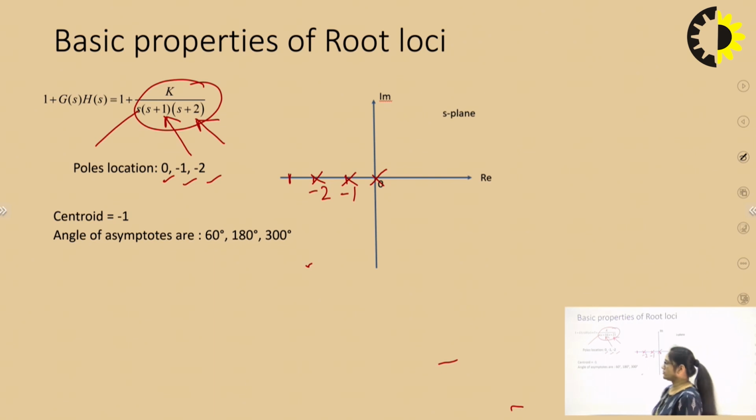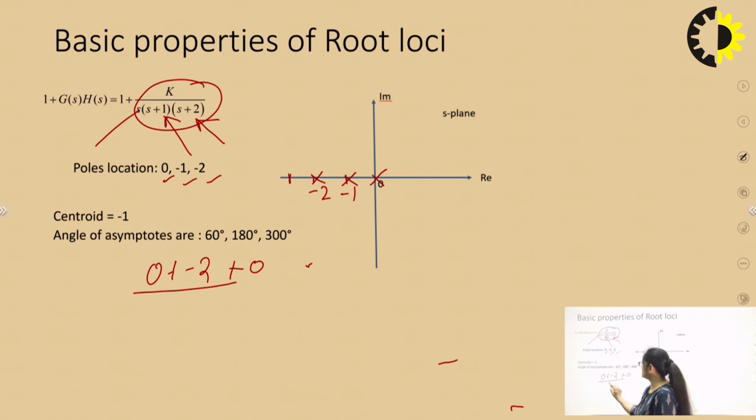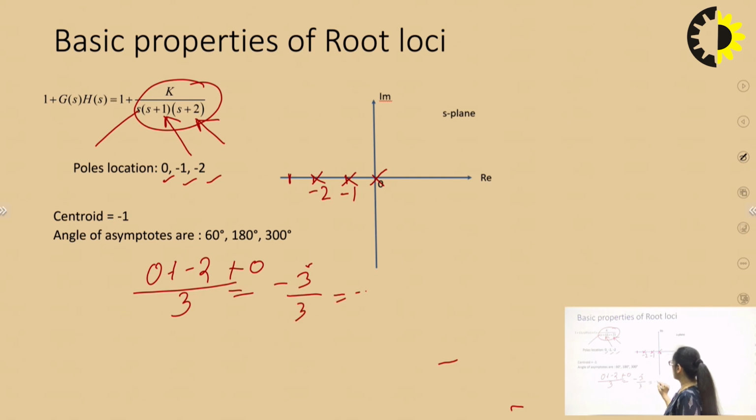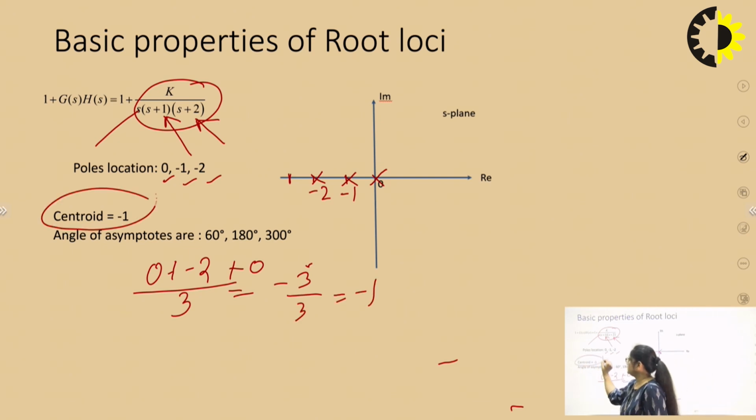To find the centroid, the sum of poles minus sum of zeros upon P minus Z. So the sum of poles here is 0, -1, -2. Then we don't have any zeros. P minus Z: how many poles are here? There are 3 poles, whereas nil zeros. So this comes out to be -3 upon 3, that is -1. So the centroid for this transfer function is -1. So this is the centroid.